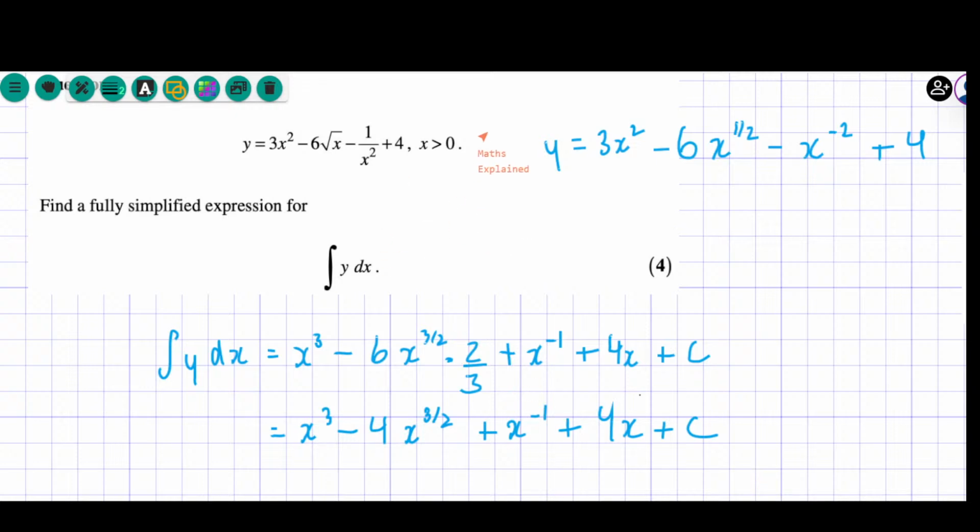I guess this is good if you're just learning about integration, or maybe you're revising. Maybe this is a good warm up.